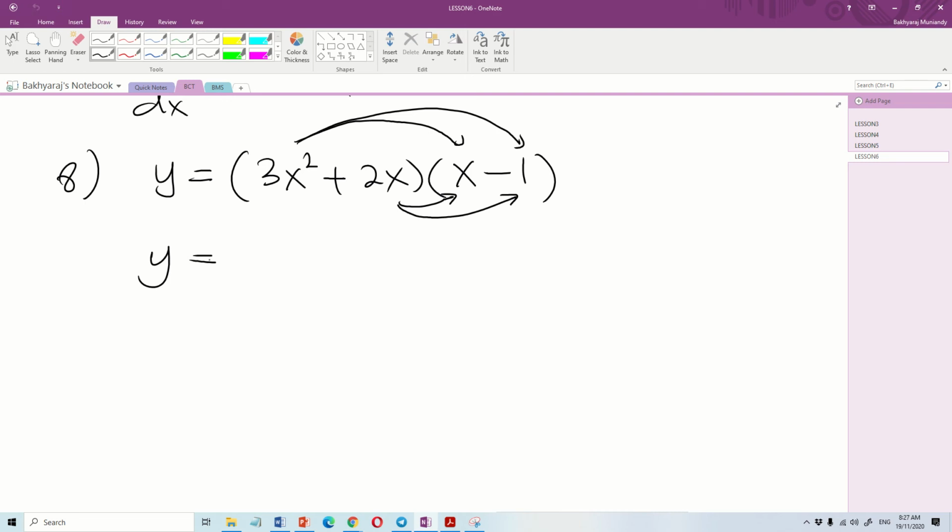Okay, so we go for the answer. What's the answer? What is the expansion? Apa jawapan dia? It becomes 3x power of 3, correct.